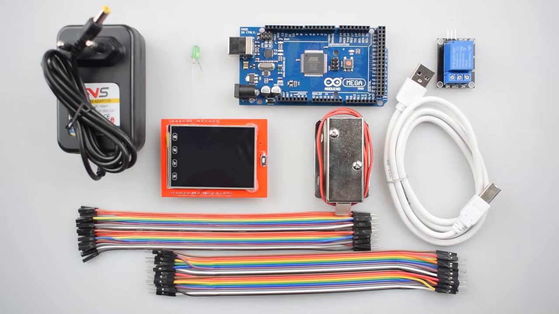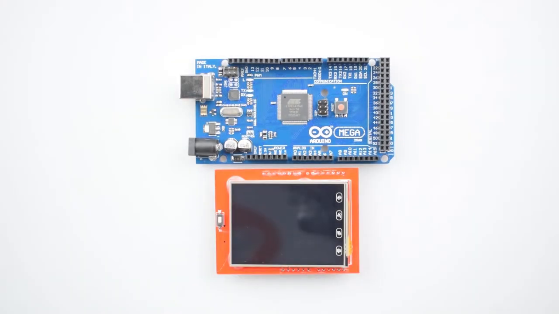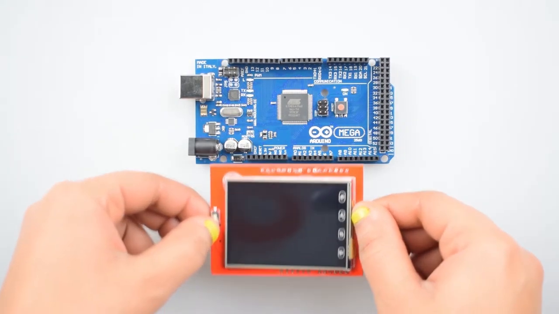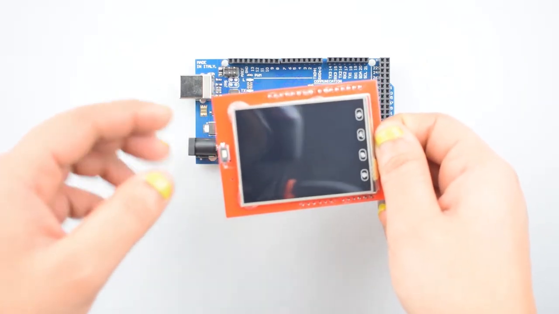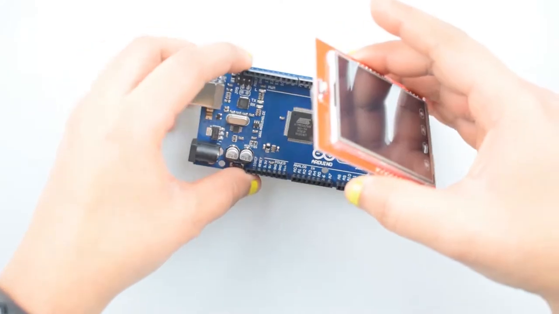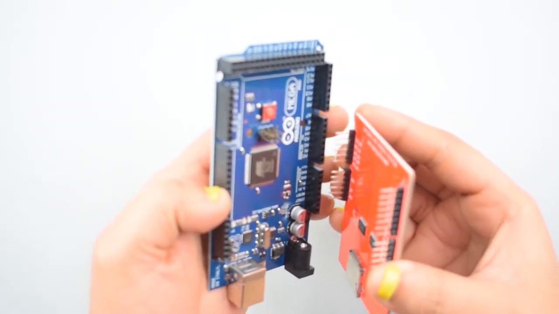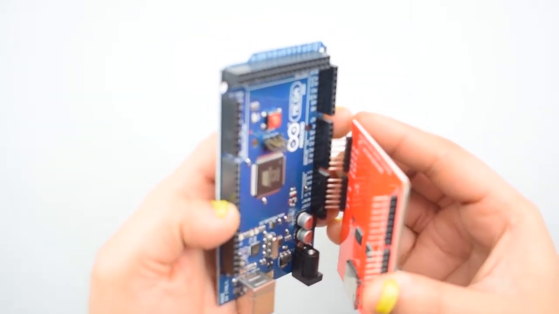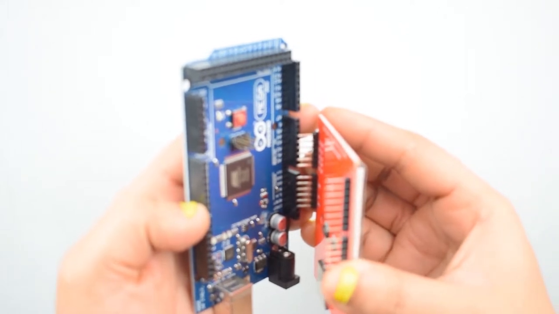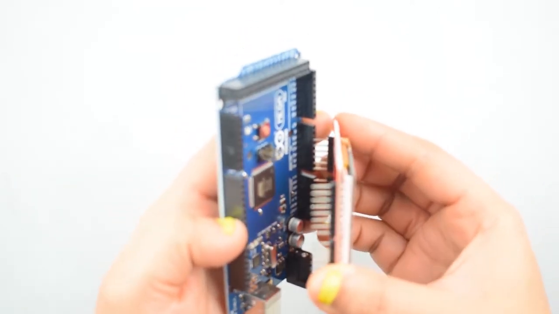So let's start making the circuit. This is the circuit diagram. First of all, attach the TFT screen on the top of the Arduino Mega 2560 such that all pins are connected well with the same pins. The 3.3 volt pin of TFT is connected with Arduino Mega's 3.3 volt pin.